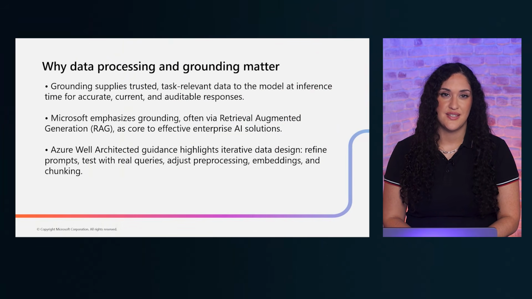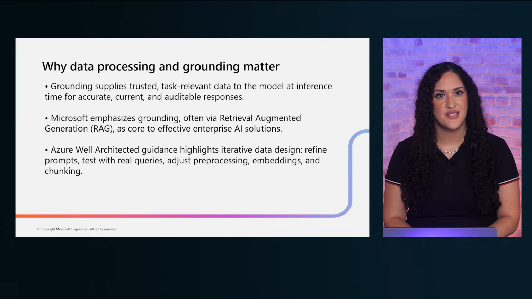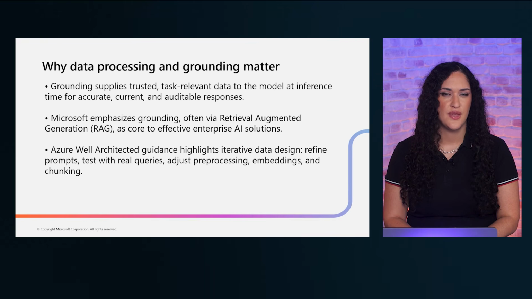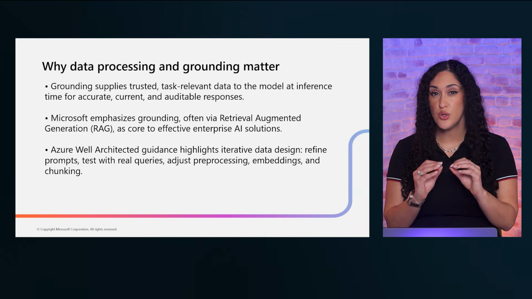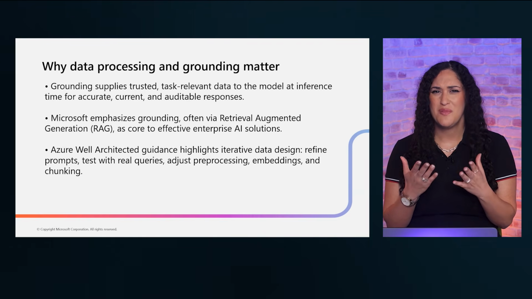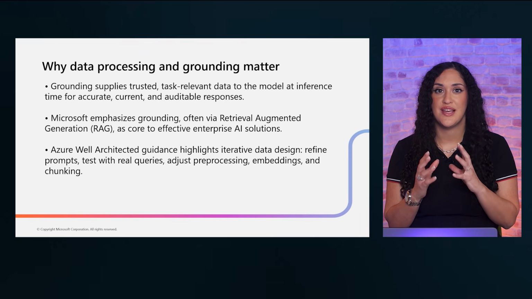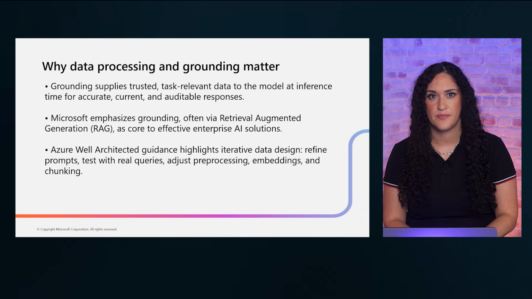Why do data processing and grounding matter so much? Grounding supplies trusted, task-relevant data to the AI model at inference time. This is what enables accurate and current responses. Without grounding, your model relies solely on its training data, which may be outdated or lack your organization's specific context.